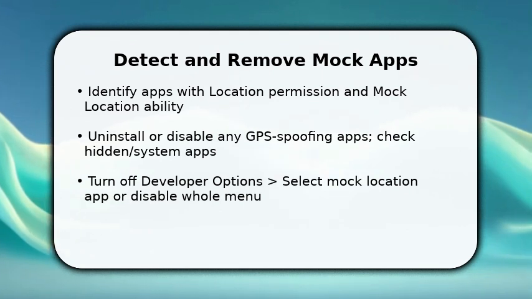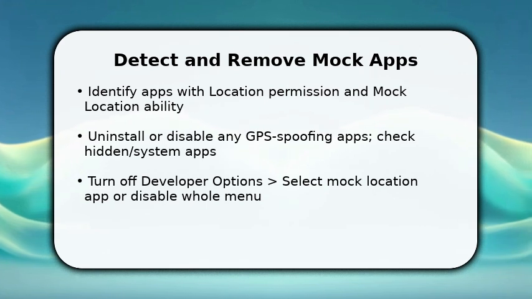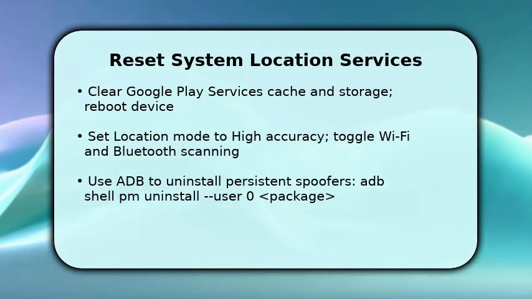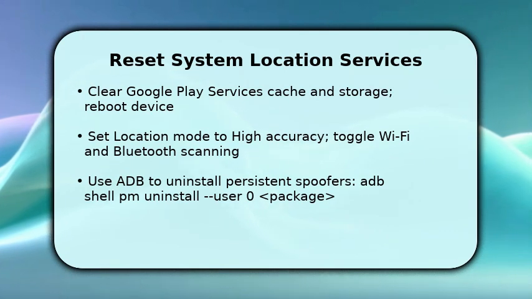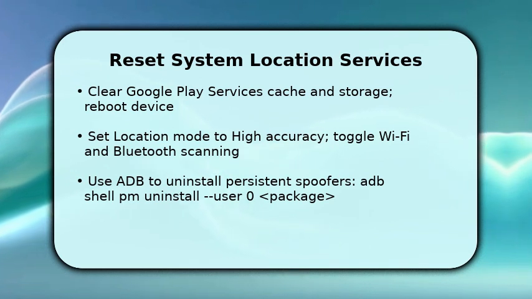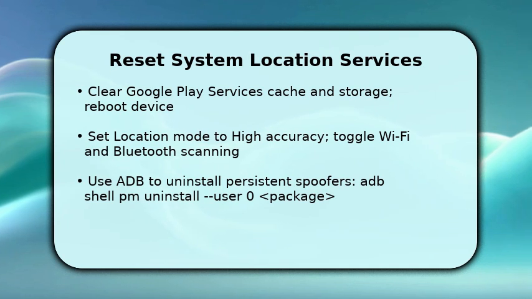Once done with app removals, focus on the fused location stack. Clear cache and storage for Google Play services and the Google Maps app, then reboot to force a fresh handshake with location providers. Make sure location mode is set to high accuracy and enable Wi-Fi and Bluetooth scanning so the device can use multiple signals.